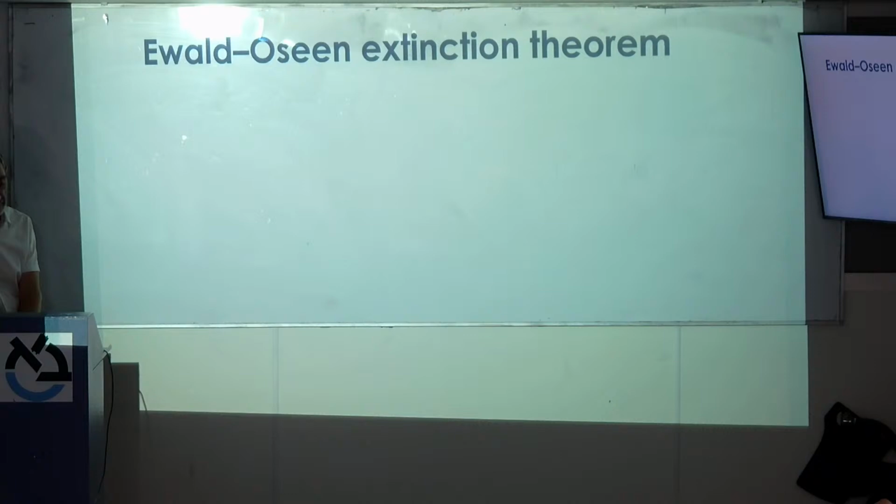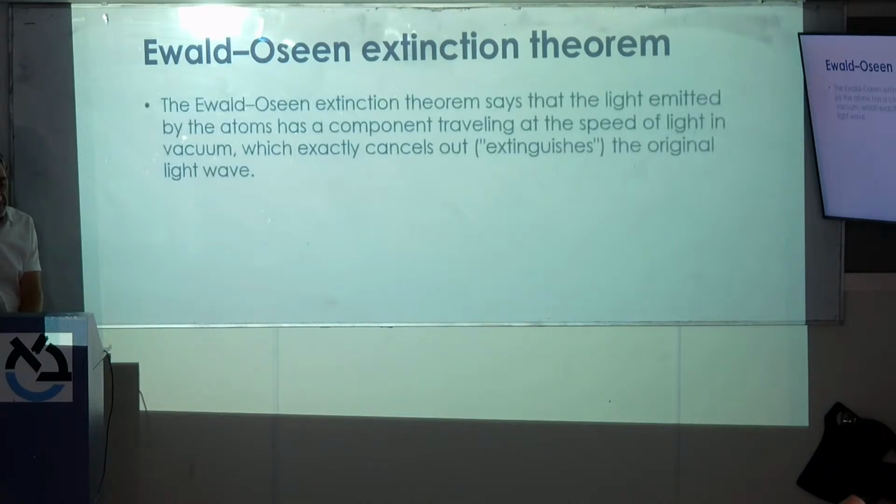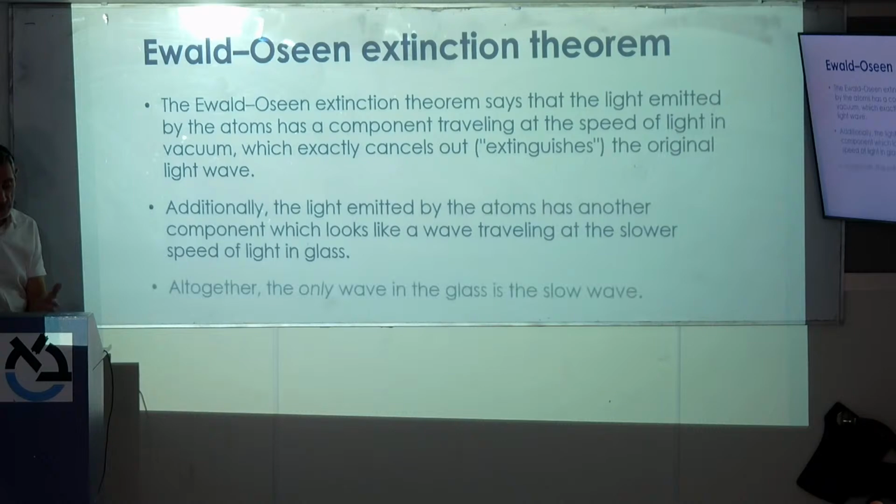So, a very surprising theorem. The Ewald-Oseen extinction theorem says that the light re-emitted, radiated by the atoms, has two components. One component travels at the speed of light in vacuum, which exactly cancels out the incident wave, and there is another component, additionally, of the light emitted by the atoms, which looks like a wave traveling at a slower speed of light.